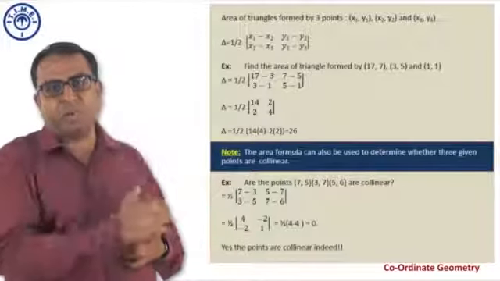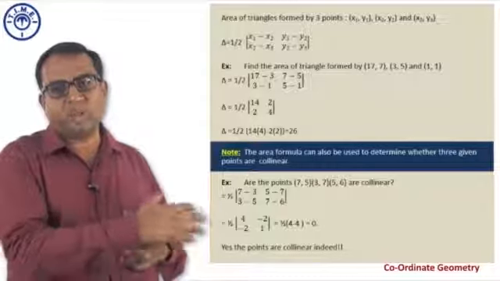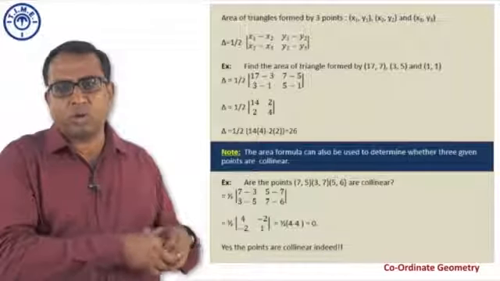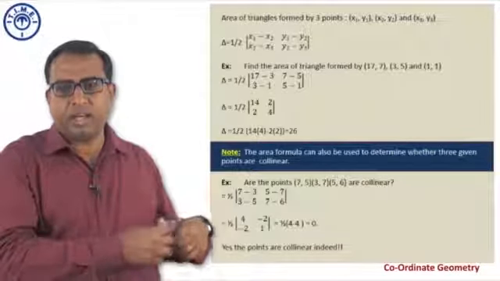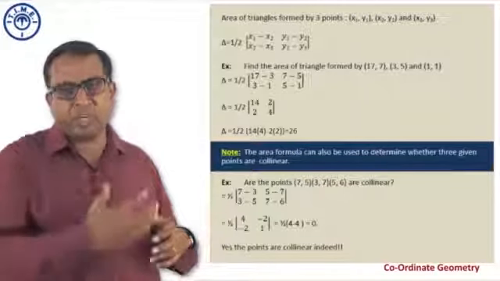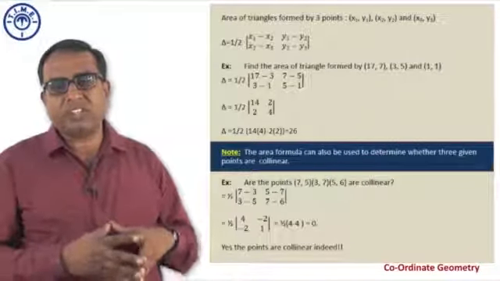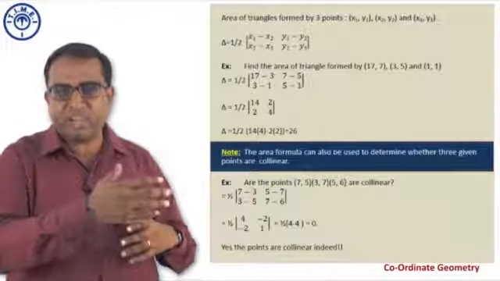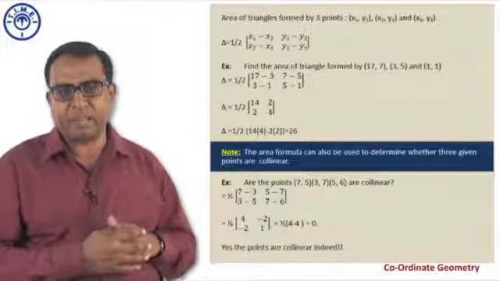In case you get it as 0, that means the 3 points are collinear. We can also find one more thing. We will do one thing. If 3 points are given to us, let's check whether they are collinear or not. Collinear means sharing the same line or lying on the same line.